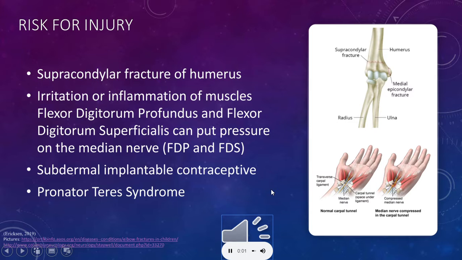Risks for injury due to the median nerve. The first one can be a supracondylar fracture of the humerus or a FOOSH. Also, irritation or inflammation of the muscles, the flexor digitorum profundus and the flexor digitorum superficialis can put pressure on the median nerve, causing it to become injured. Also, another risk for injury is a subdermal implantable contraceptive. And the last risk for injury is the pronator teres syndrome, which we'll go over later on.